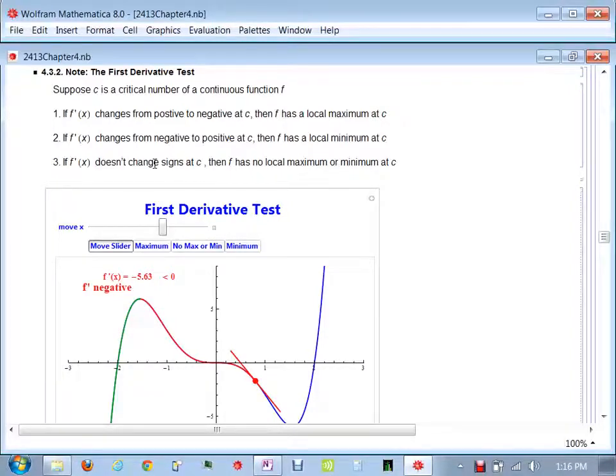Does that kind of make sense or not? It's kind of like you were going down, you flattened out, then you kept going down. Well, that's not going to be the highest or lowest point. You would either have to go up, then down, or down, then up.